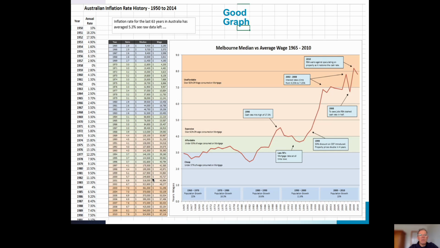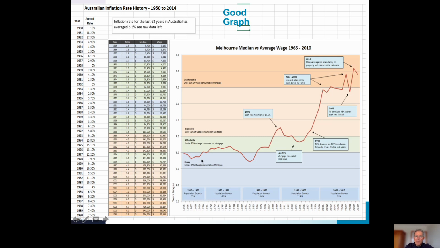I'm going to suggest this is a reasonable, well, I'm going to say it's a good graph. Let's see why it's a good graph. We've got the inflation rate for the last 63 years in Australia from 1965. We can have a look at how it's going over the long term.